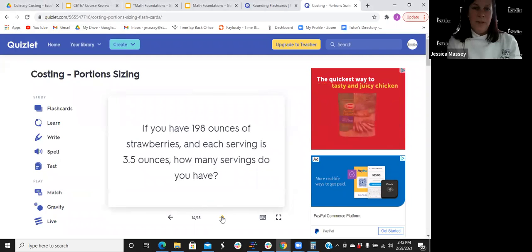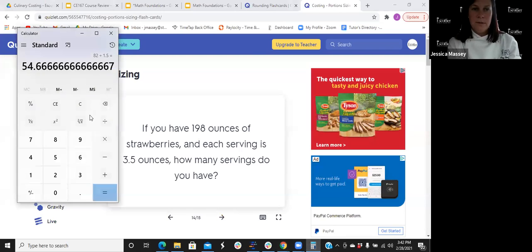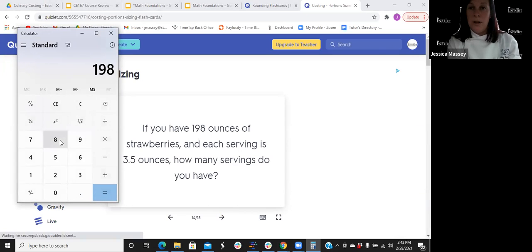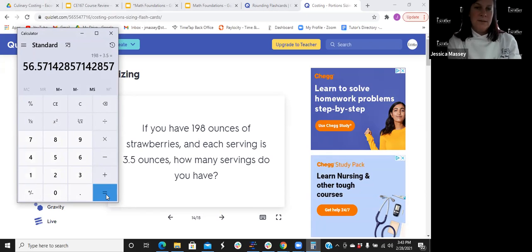Let's try another one that's pretty similar. If you have 98 ounces of strawberries and each serving is 3.5 ounces, how many servings would you have? So again, your 98 is what you're starting with. You divide it by how many is in each serving. We know there's 3.5 in each. And we get 56.57. But that's not the answer. The answer would be 56.